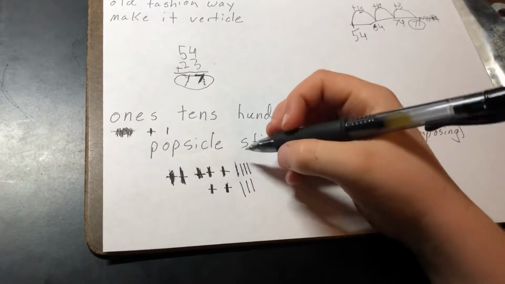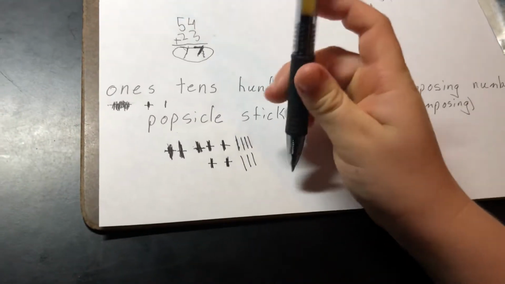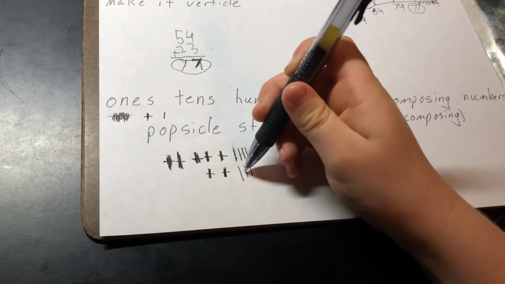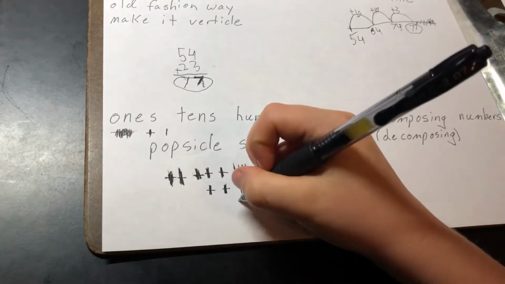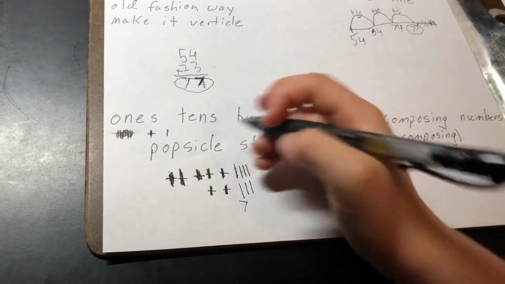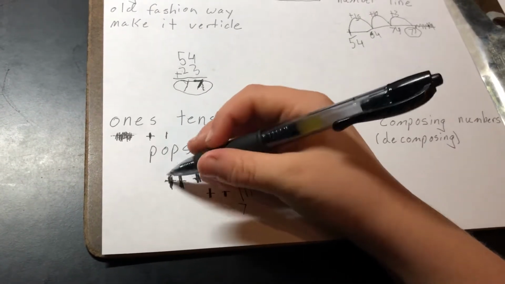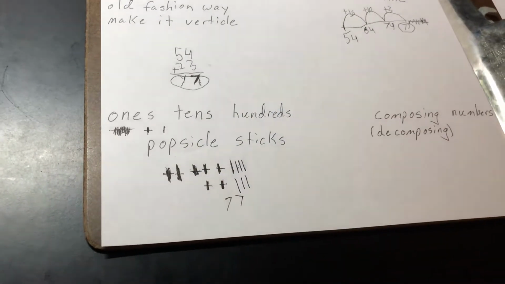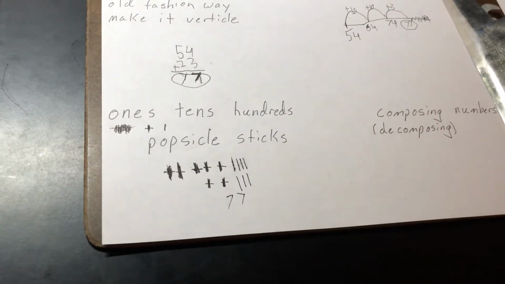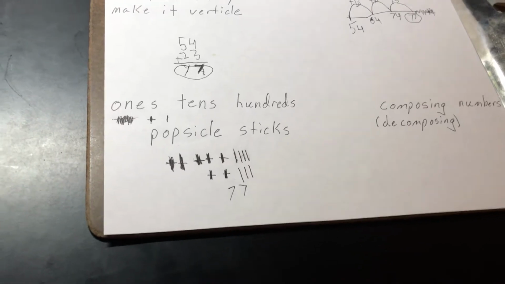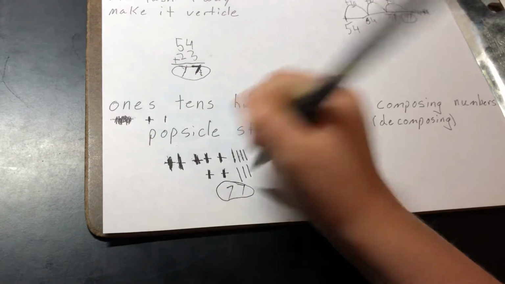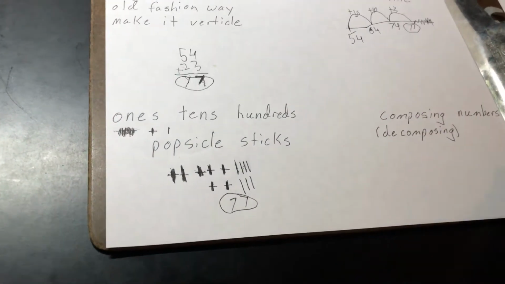Excellent. So first, we're going to count these. 1, 2, 3, 4, 5, 6, 7. So 7 in the ones place. And then 1, 2, 3, 4, 5, 6, 7 sets of 10. Okay, so 7 sets of 10 and 7 ones, or 77. Is that your final answer? Yes. Excellent. Nice job. All right, there's the popsicle stick method.